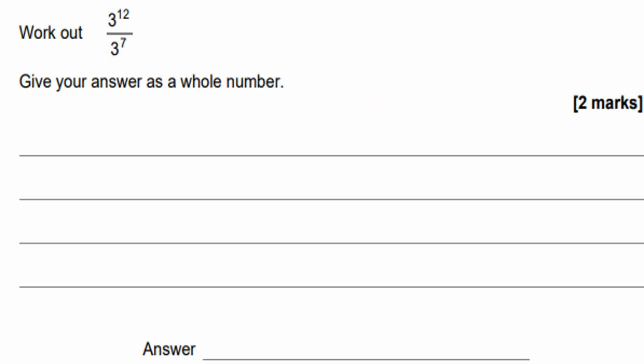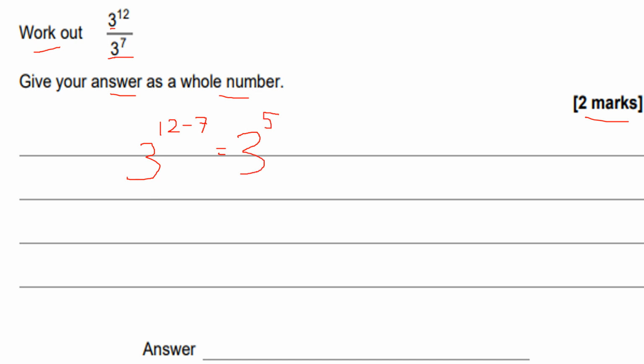Okay, guys, so this question says, work out 3 to the power of 12 divided by 3 to the power of 7. Give your answer as a whole number, and it's a 2-mark question. Well, the laws of indices state that if I'm dividing with the same base power, in this case 3, I subtract the powers. So I'm going to have 3 to the power of 12 take away 7. The base numbers are the same, and if I'm dividing, I subtract the powers. 12 take away 7 is 5, so I have 3 to the power of 5.